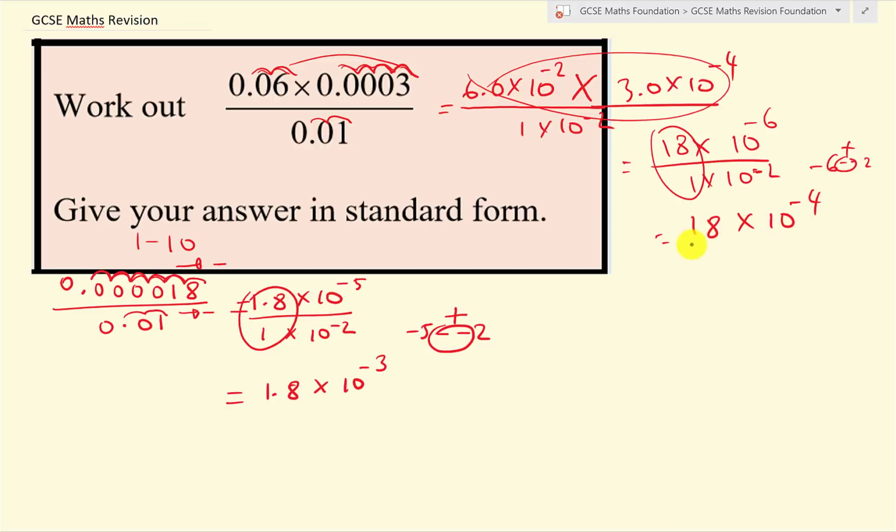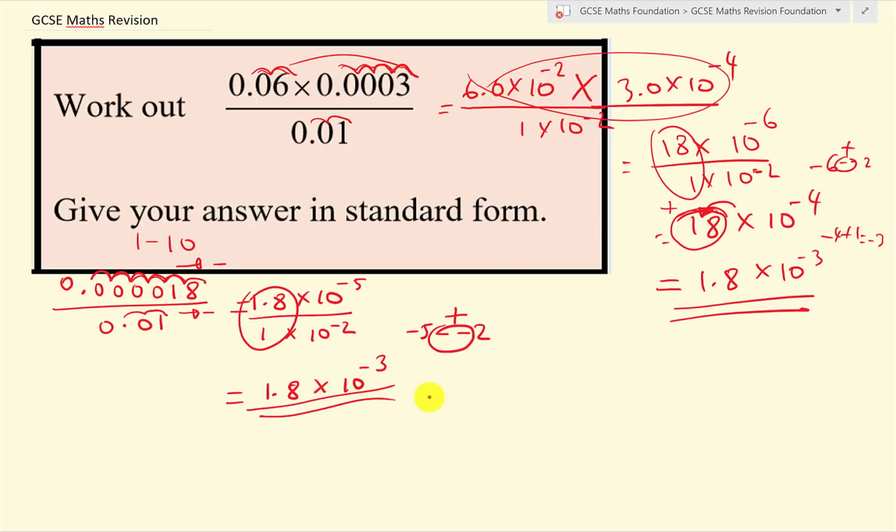Now this is not in standard form. The prefix is 18. So according to the standard form rule, we need to make the number between 1 and 10. So that means we need to move the decimal 1 place to the left. So that becomes 1.8. Now because we made the number smaller, we went to the left, we're going to add a power. So it'll be 10 to the power minus 4, so minus 4 add 1, which is minus 3. That gives us 10 to the power minus 3. And that's the answer. And you can see in both workings, we've got the same answer.